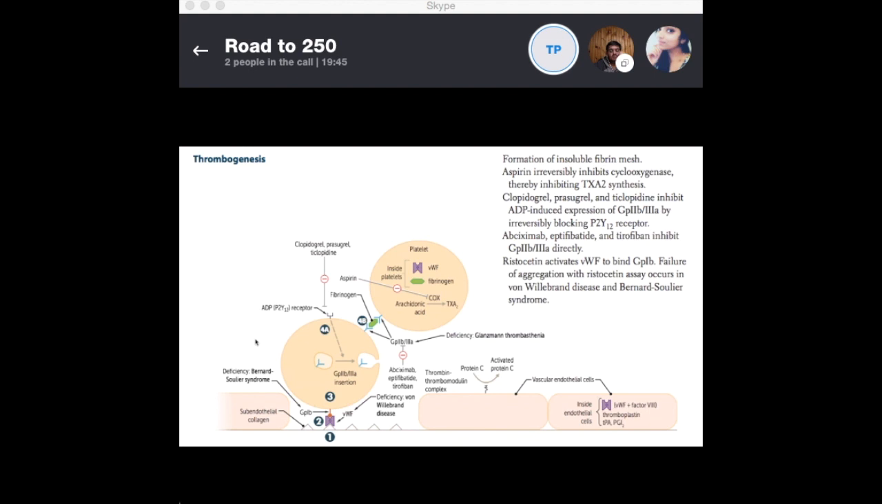Mm-hmm. And I think they're large because the GP2B3A receptor is still active, so you can have those platelets still floating around together, hence why they're large. Okay, that makes sense to me.